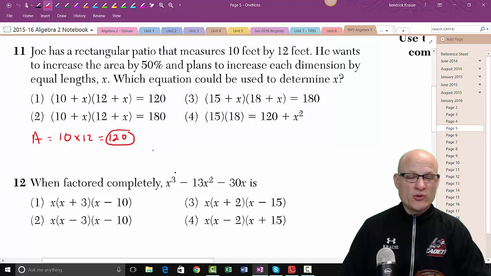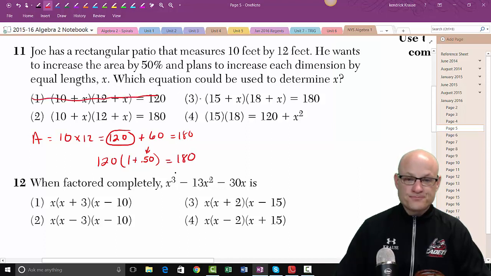I want to increase this by 50%. There are two ways to do it. 50% of this would be 60, so I want to increase it by 60, so it would go to 180. The other way is to take 120 and multiply. If you want to increase by 50%, you multiply by 1 plus 0.50, because 0.50 represents 50%. If you do that in your calculator, you end up at 180. So the answers with 180 are the ones we want.